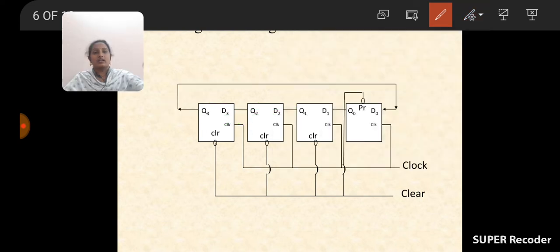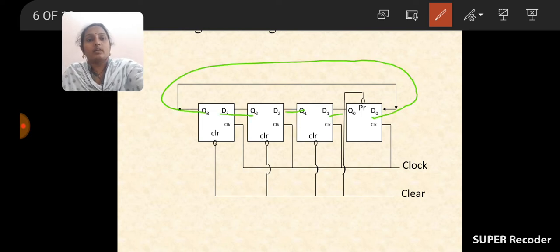So in the construction, the output of each stage flip-flop is connected to the input of the next one, and the last to the first. So simply in this way, it looks like a ring. That's why this is called ring counter.